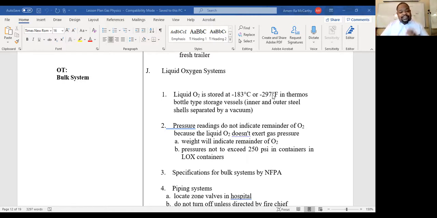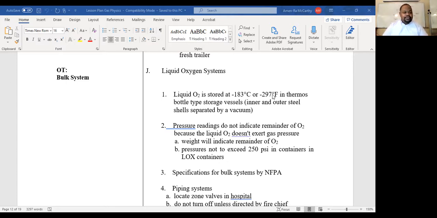So this is what this is. Liquid oxygen is stored at negative 183 Celsius or negative 297 Fahrenheit in a thermos-like bottle in a large container, a large vessel. It has inner and outer steel shells separated by a vacuum. That keeps that stuff good and cold, all right? And it also keeps you from sticking your tongue on the side, right? You don't want to do that, so that actual cylinder outside is not cold to your touch. Because you're working around and you get your arm on it, and now you're stuck. That would happen if it wasn't a thermos type of container, okay?